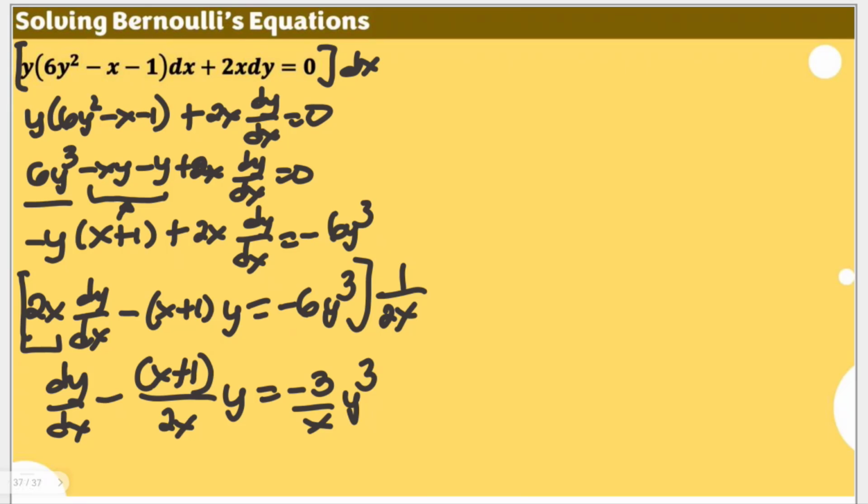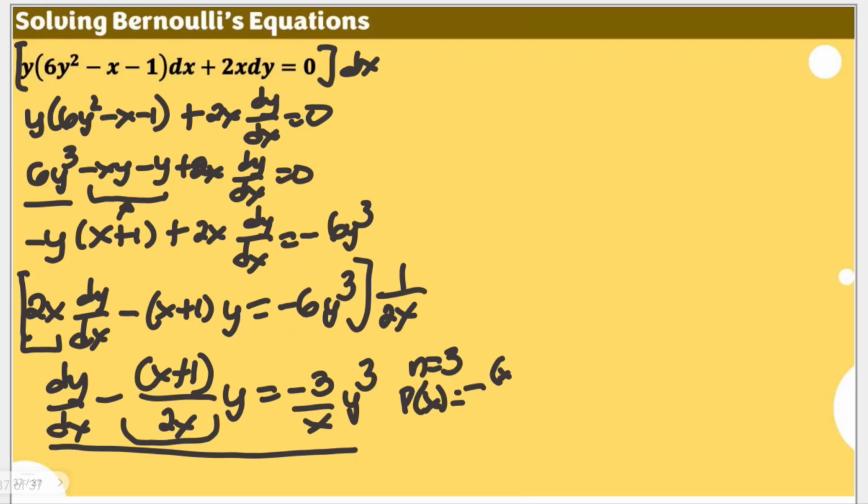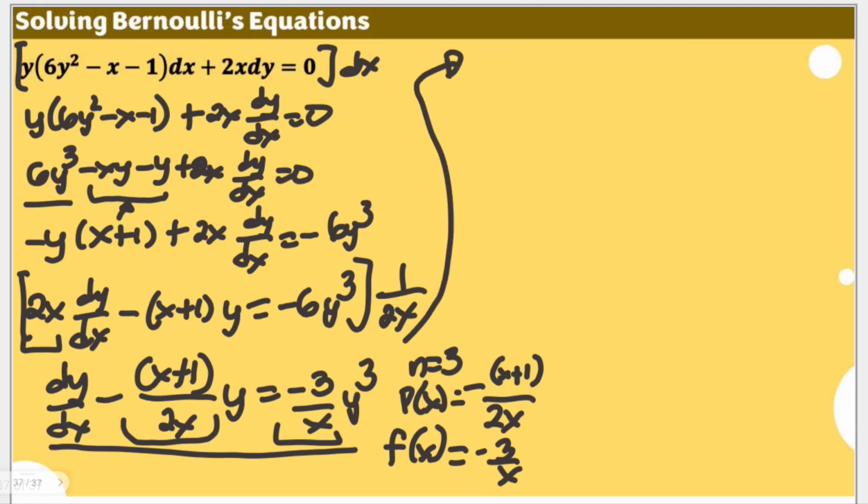X is in the denominator. This is now the standard form of this Bernoulli equation, where n is 3, p of x is the negative of x plus 1 over 2x, and our f of x is negative 3 over x. Since we are now sure it's a Bernoulli equation, let's proceed to the first step of solving it.